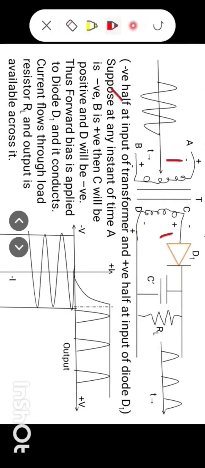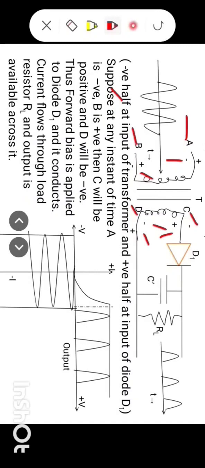Now suppose at any instant of time A is negative, B is positive, then C will be positive, and D will be negative.